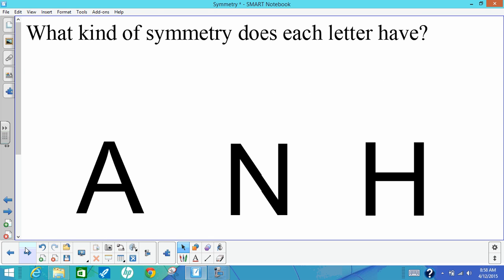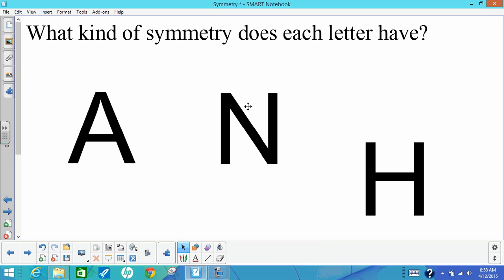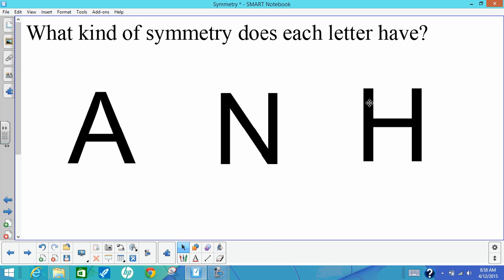So some things have point symmetry, some things have line symmetry, some things have both, some have multiple lines, and some are just not symmetrical at all. So let's take a look at these letters here. These are done in the Arial font. So let's see what kind of symmetry they have.